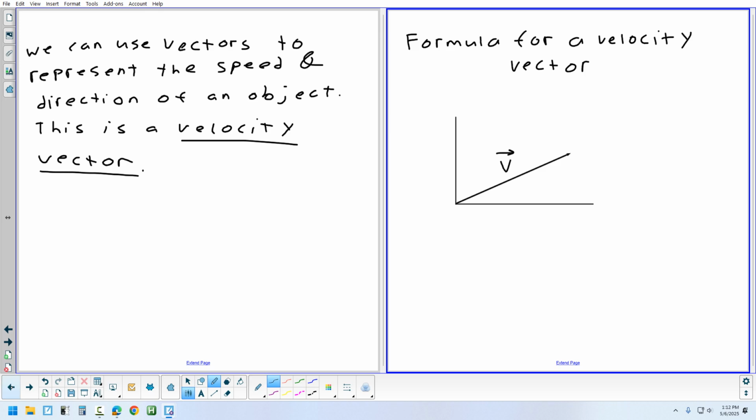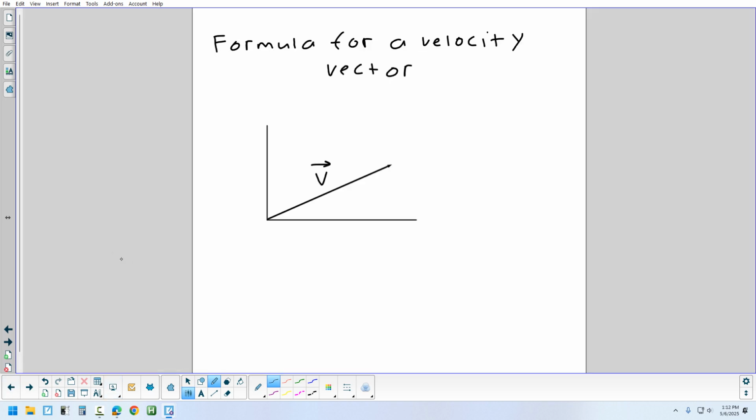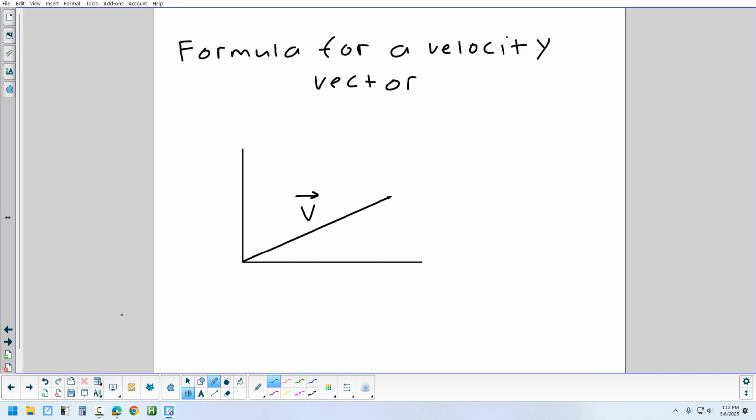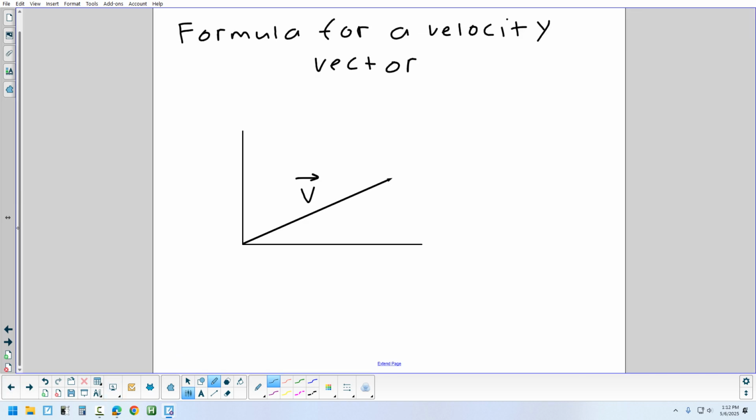Okay, so if we look at this particular object, if that was the vector for it, what direction is that object traveling in? To the right and up. So it's traveling in two directions at the same time, right and up.